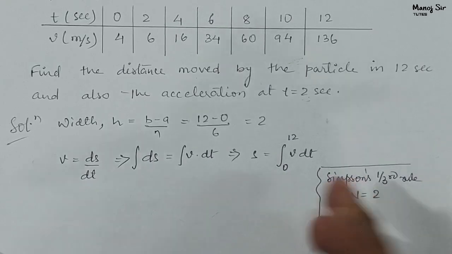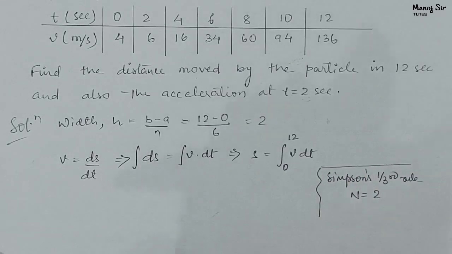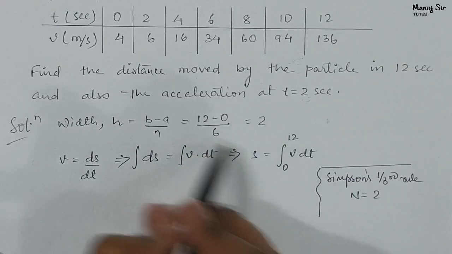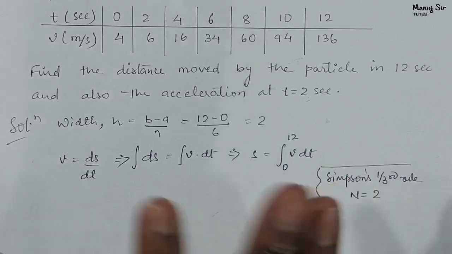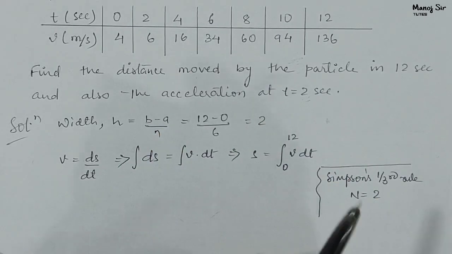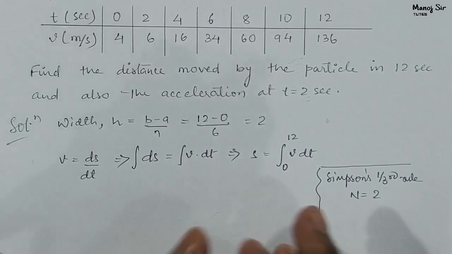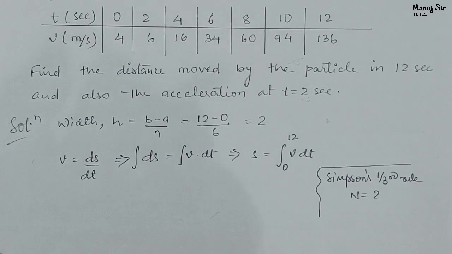If it is a natural number, then in this problem we will use Simpson's 1/3 rule. Okay, so here you can see small n upon capital N, that is 6 upon 2. How much? The value is 3. So we can say 3 is a natural number. So we can use Simpson's 1/3 rule in this particular problem.